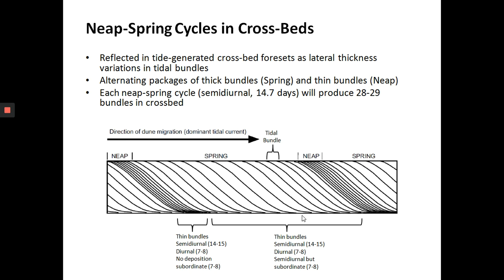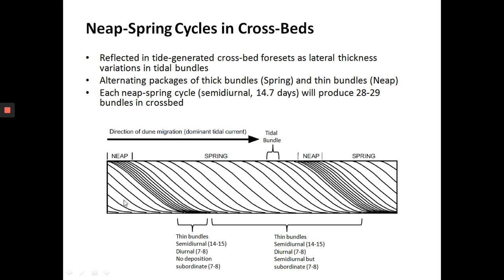And you can even count the number of bundles here, and they will correspond to your individual daily tidal cycles in the month. So you should get 14 to 15 tidal bundles in your neap packages. In your neap package, if it's semi-diurnal, you get 7 to 8, or you only get deposition during dominant tidal currents, you also get 7 to 8, and roughly the same kind of number in your spring tidal package here.